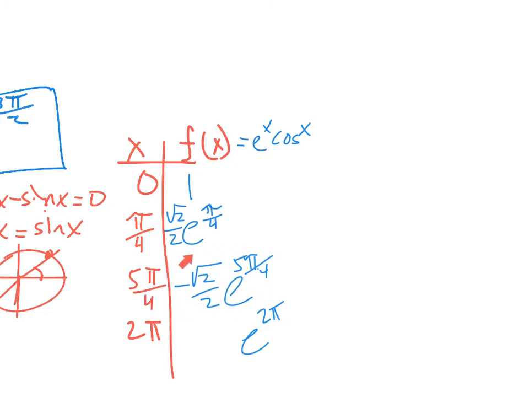This guy is negative. We're looking for the smallest value. This is the only negative number. This is positive, positive, positive. This is negative. So this is clearly the lowest or the minimum value. So the answer is 5 pi over 4 is where it is.